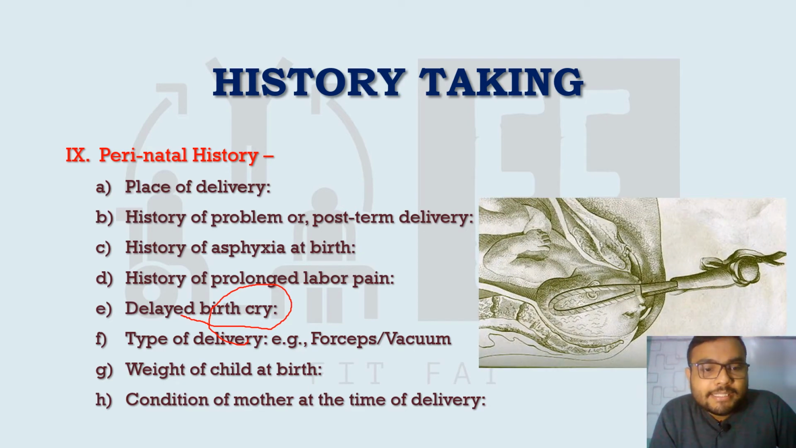Now here in the picture, I have given this picture to give you an idea about forceps delivery, right? So here, when the baby is being pulled out from the mother's womb through the vaginal orifice with the forceps, there may be a chance that it injures the brain somehow. So that also needs to be mentioned in your history, right?